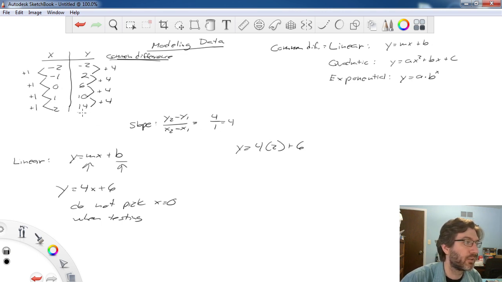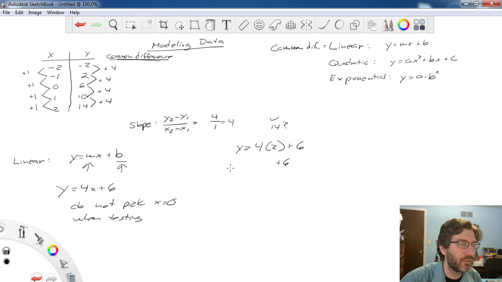equaling 14. So we're trying to get 14, but we don't know if it will or not until we actually do it. And 4 times 2 gives you 8. 8 plus 6 equals that 14, so it checks out. It works for that one.